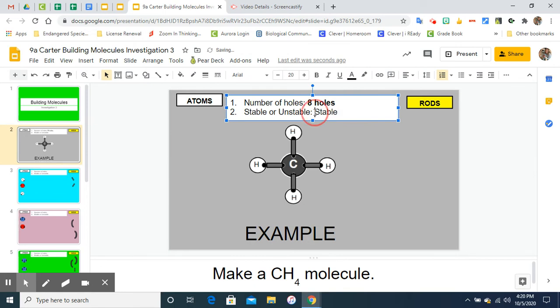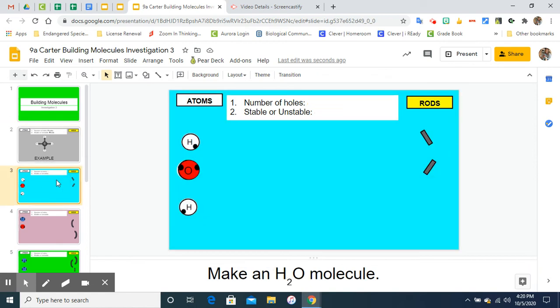And you would record whether the molecule is stable or unstable at the top. And yes, some of your molecules will be unstable and will have one hole left over. So when you complete one molecule, you move on to the next slide. This is actually going to be your first molecule that you build.